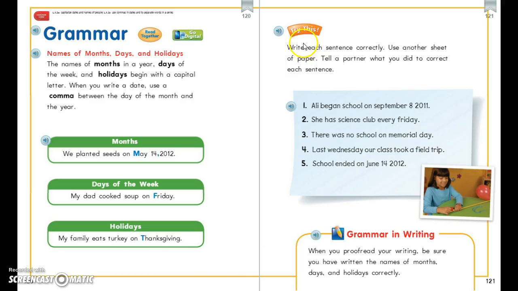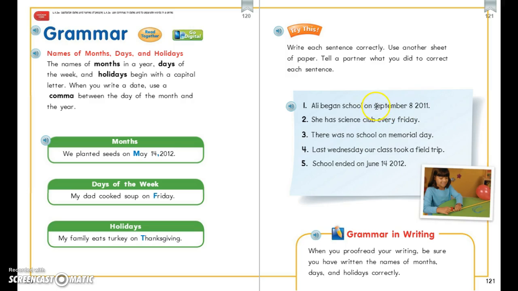On page 121, try this. Write each sentence correctly. Use another sheet of paper. Tell your learning partner what you did to correct each sentence. Do number 1 along with you. It says, Allie began school on September 8, 2011. You're going to look for months, days, holidays, and dates.